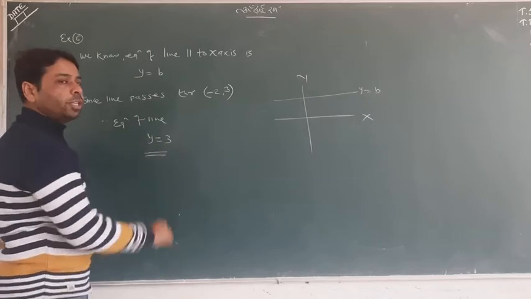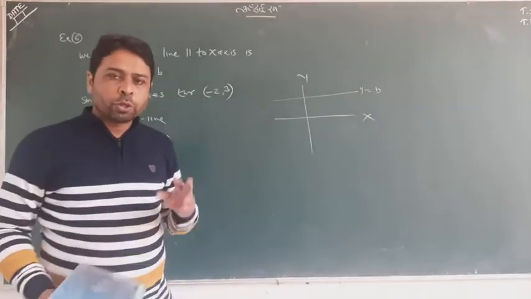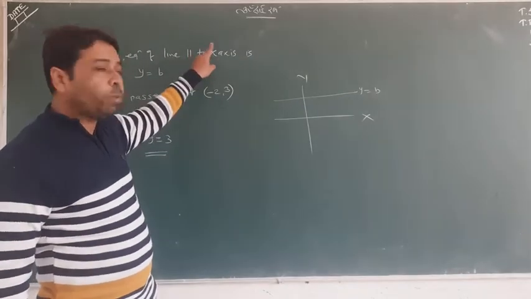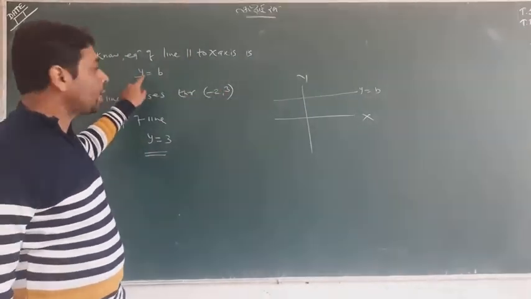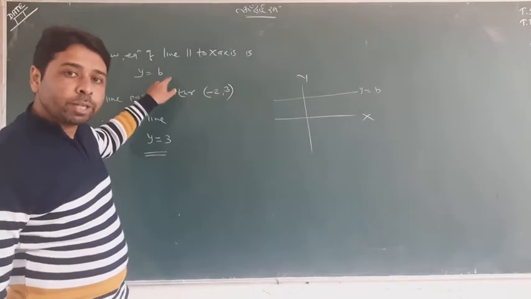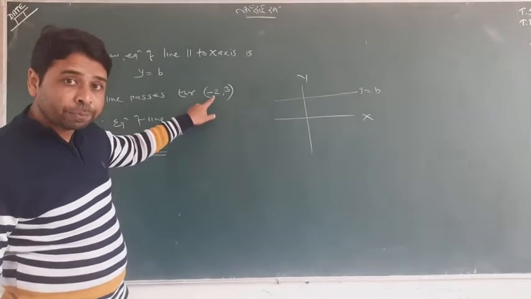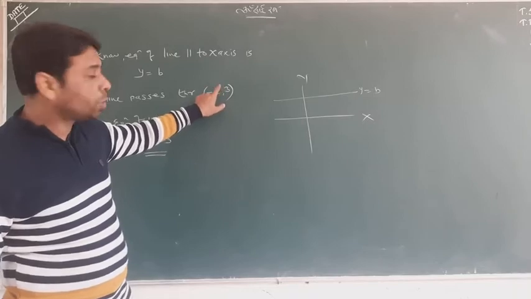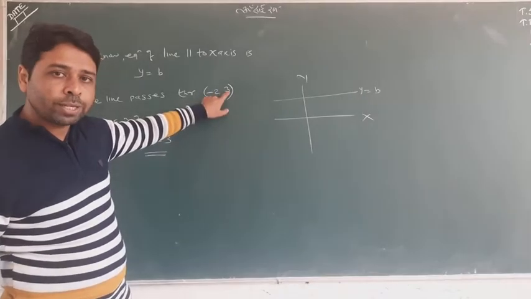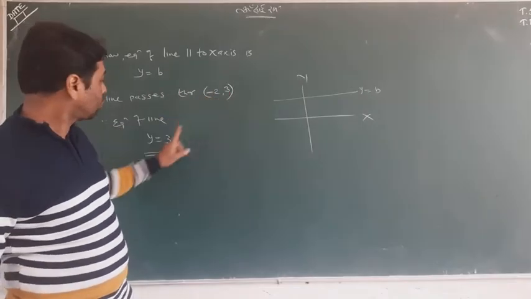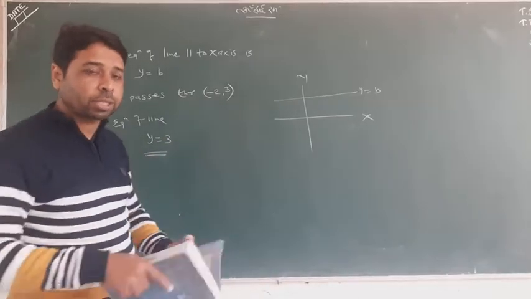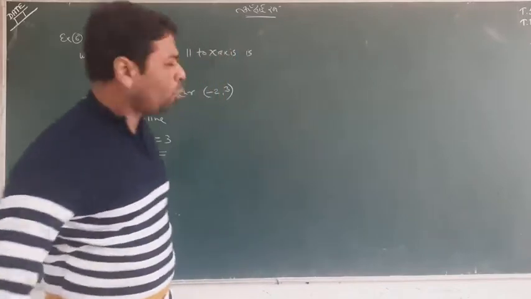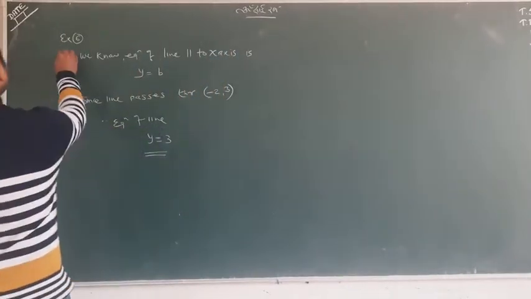This is the answer. This is a very simple thing. Don't worry about that. Very easy. First thing, it is parallel to x-axis. Your answer is y equal to constant. And what is the value of the constant by which it is passing? It is passing through this point, this is x, this is y. So the value of y is 3. So your b is 3. So the answer is y equal to 3. This is my first question.